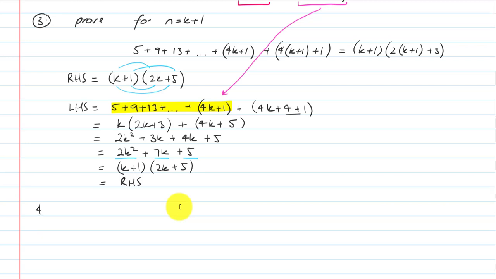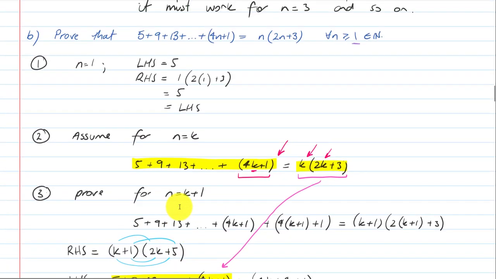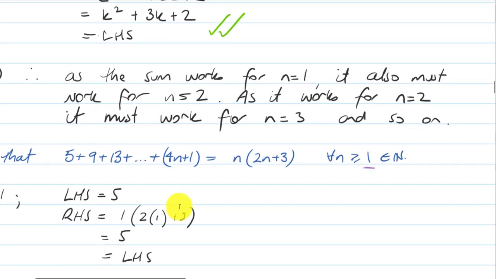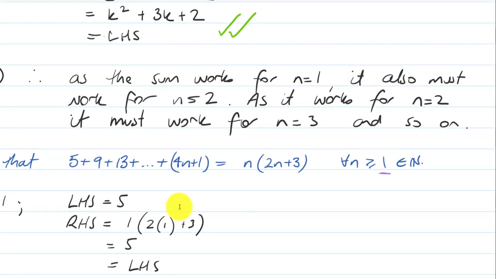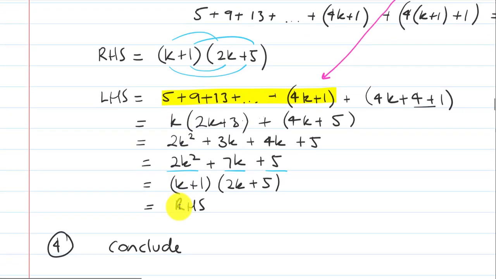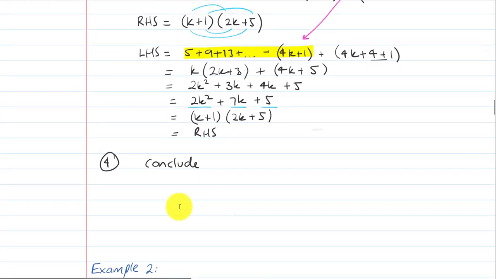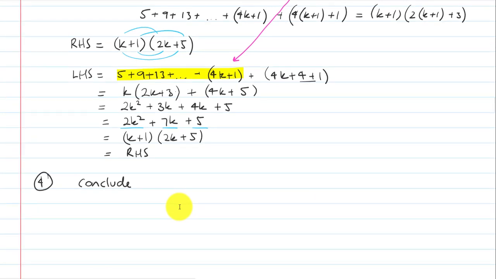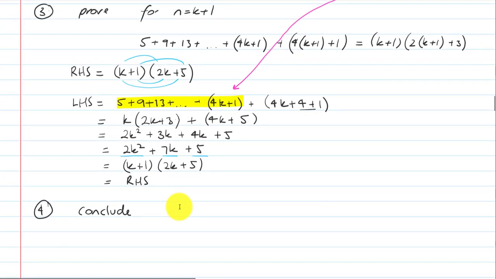And then I do step 4, which is to conclude. And I'm not big on writing this conclusion out on a video too often. So I'll remind you that the conclusion looks like the conclusion for our previous question. As the sum works for n equals 1, it also must work for n equals 2. And as it works for n equals 2, it must work for n equals 3, and so on. QED, as required, whatever you want to write at the end to be a bit cheeky. Just keep in mind that this is following the domino anecdote, and that's the idea.